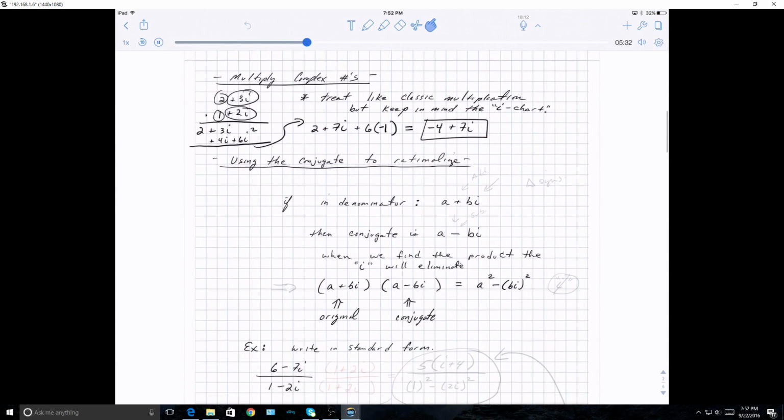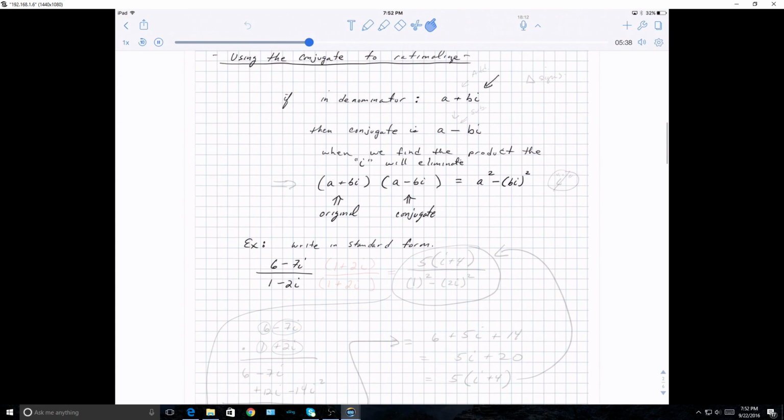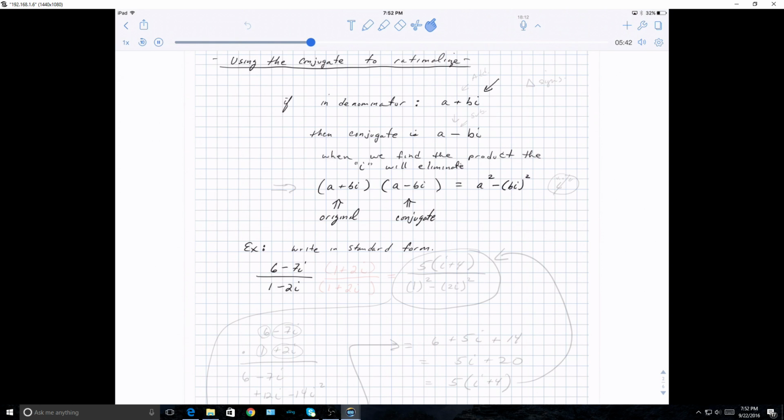Using the conjugate to rationalize: if we have some complex number in the denominator in this form, then the conjugate is this form. All we're saying is change the signs, really. If there is an addition, then the conjugate is the same thing, except that it's subtraction. And the specialized products do work as well, showing the difference of two perfect squares in this example here.